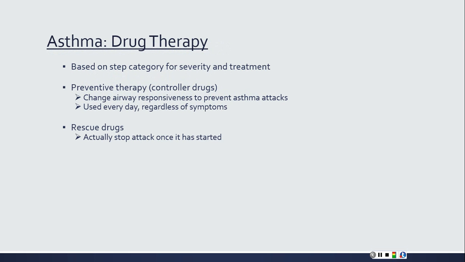Drug therapies are going to be based on a step category for severity and treatment, basically tailored to the patient. Okay, the physician, practitioner, whoever is going to set up these rescue treatments, or not even rescue treatments, but the baseline treatments for the asthmatic patient based on their condition and their well-being. Preventative therapy is going to be used. These are the controller drugs. These are the medications that the patient must be educated on to take every single day, regardless of how well they feel like they're breathing that day.